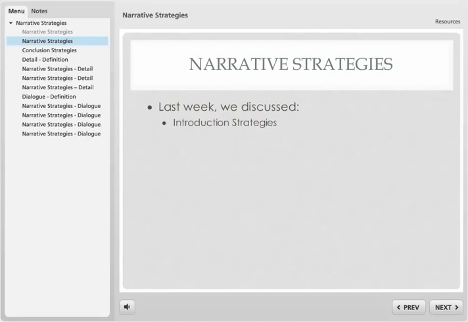Last week, we focused on introduction strategies. These strategies can be helpful for starting your narrative, as we want to hook the reader and get them interested in the essay. But they can also be applied to other modes of writing. This week, we will also discuss conclusion strategies, detail, and dialogue.